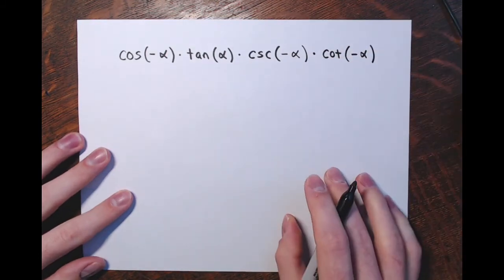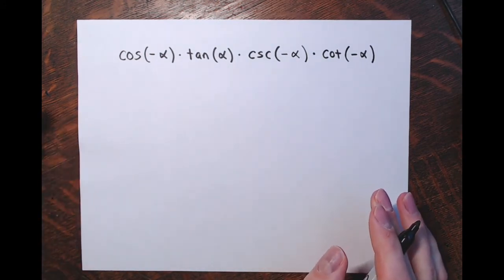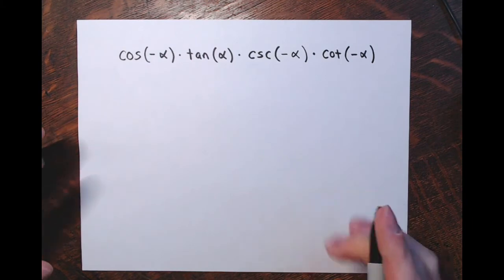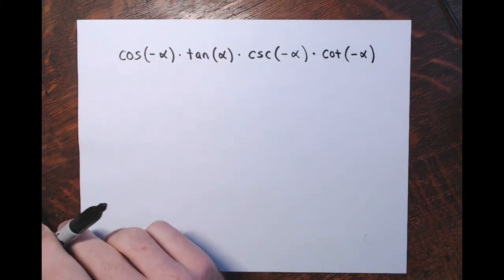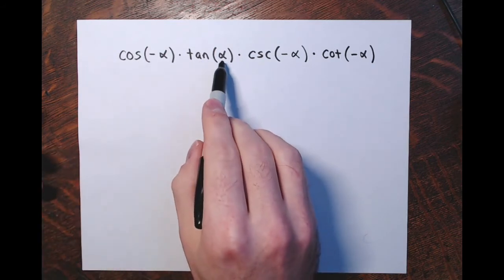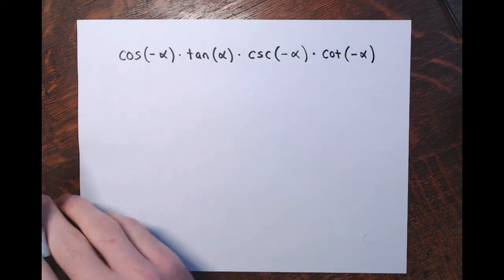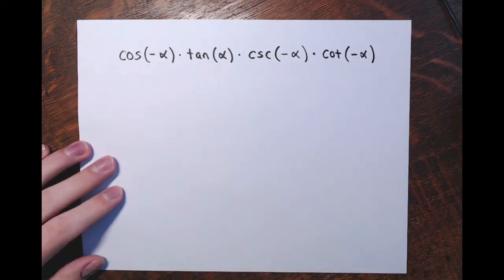I'm going to start off by using those even-odd identities because I don't like having a minus sign in my angles, these negative alphas here. I'd rather have all of them just have alpha inside, like this tangent alpha. Get them all to have the same angle inside, the same expression inside.